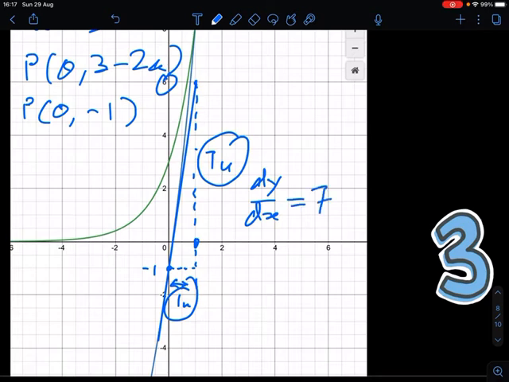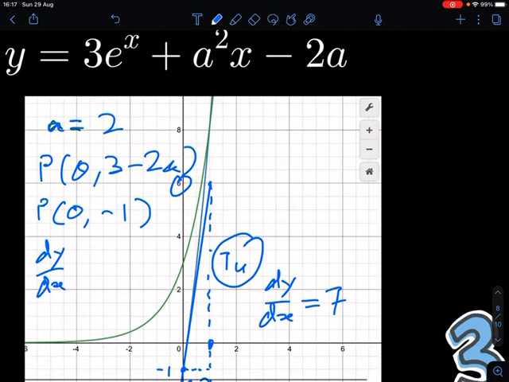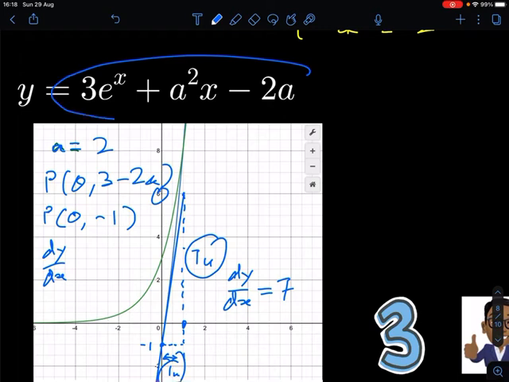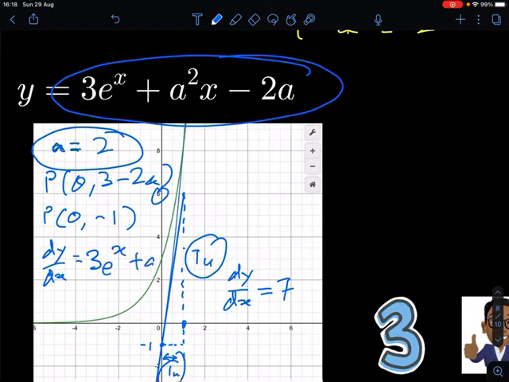Okay, you know that dy/dx, we can even use the equation here, right? We can even use this equation. So your dy/dx here is equal to, when x equals 0, that means it will be 3. If we differentiate, when a equals 2, sorry, your dy/dx is 3e^x plus a squared. Alright, so your a squared, a is 2, so it is 3 plus 4, which is 7.